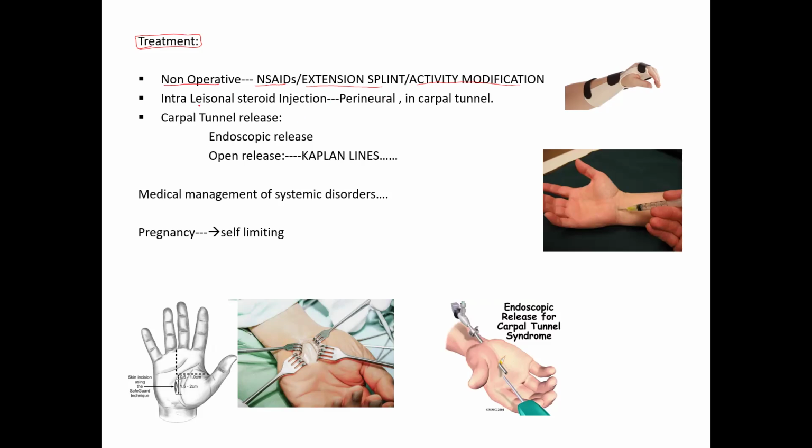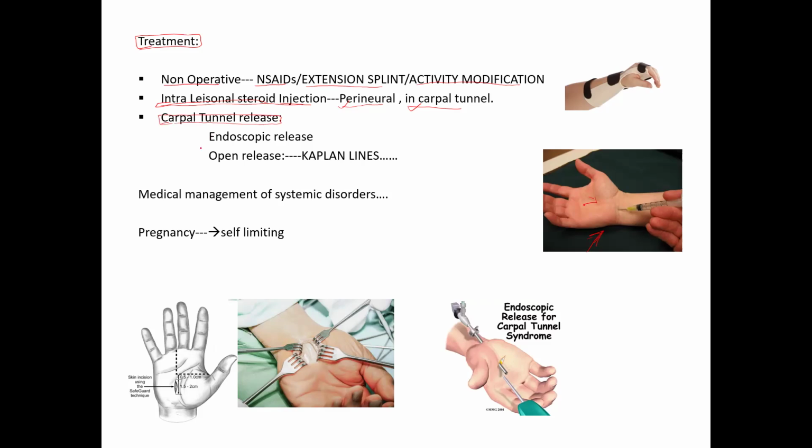If the patient still has pain, then we can give an intralesional steroid. As I told, either methylprednisolone or triamcinolone. Not in the nerve, but in the perineural region, that is, in the carpal tunnel. Here, if you can see, this is how we give the injection in the carpal tunnel. Sometimes from distally, sometimes we can give it proximally also. Then, if the patient is still having symptoms, we do carpal tunnel release.